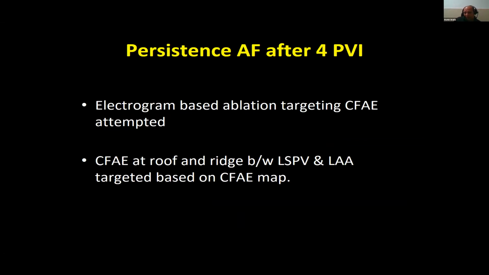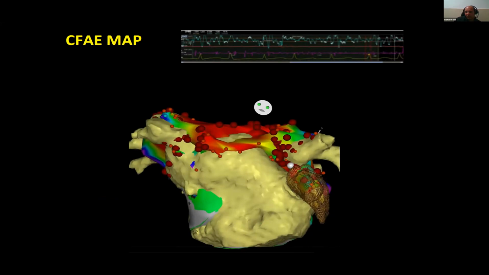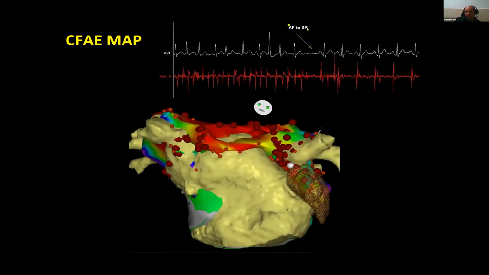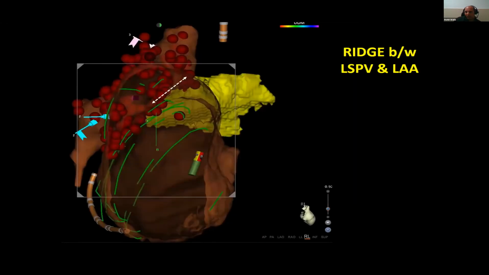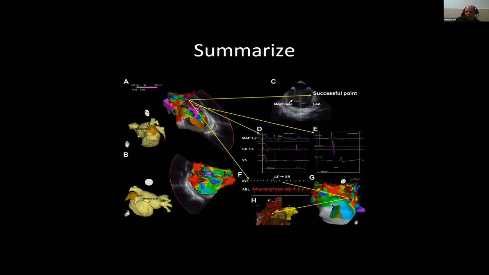But the AF persisted even after successful pulmonary vein isolation, which can occur in congenital heart disease, in those who have abnormal substrate, abnormal left atrium. And then we did a CFAE mapping. In a ridge between this pulmonary vein and the appendage, after ablating there, we could restore sinus rhythm. And this is the post-procedure voltage map.